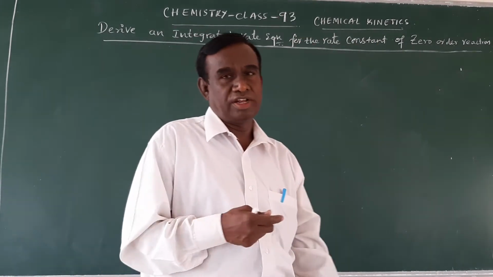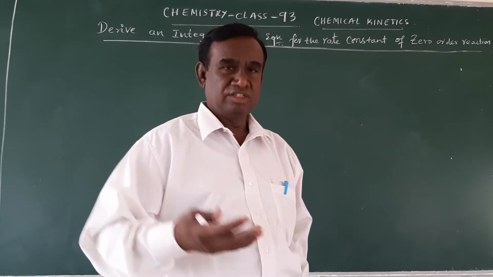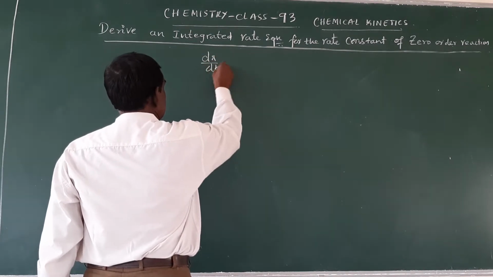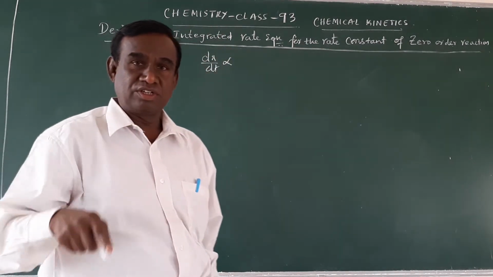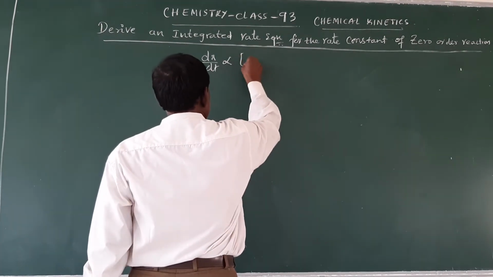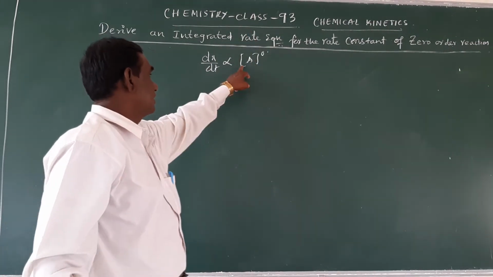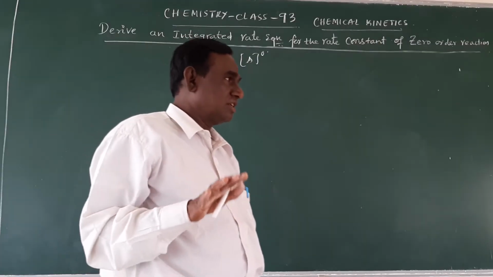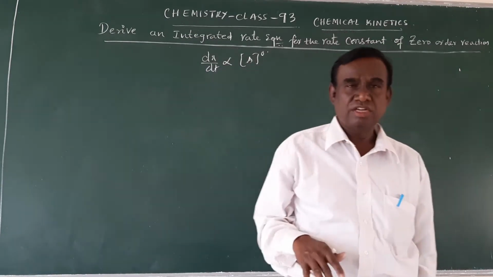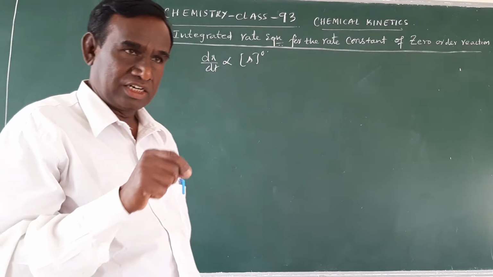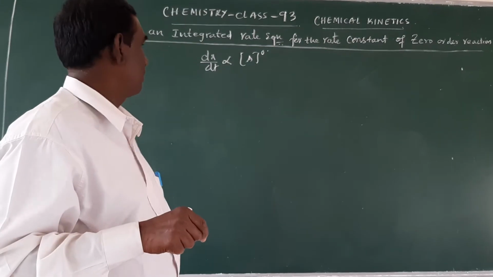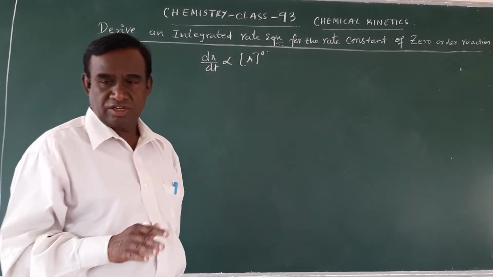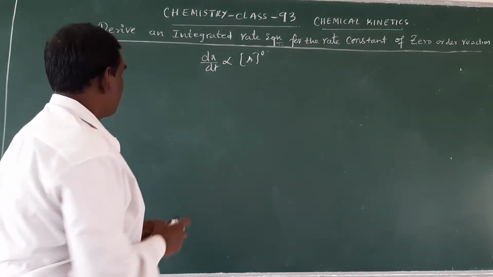We know what a zero order reaction is. In a zero order reaction, the rate of reaction dx by dt is directly proportional to the zero power of the concentration of the reactant. So that is the concentration of the reactant to the power 0. Zero order reaction is defined as a reaction in which the rate of reaction dx by dt is directly proportional to the zero power of the concentration of the reactant.